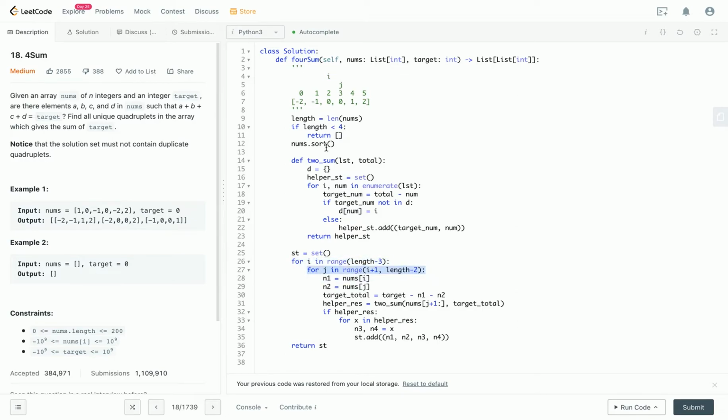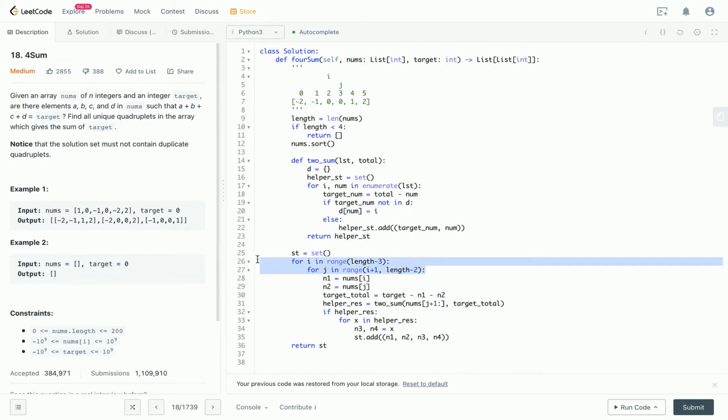And j will start 1 to the right of i. So that's why j in range i plus 1, length minus 2. That's because my j cannot go here, because remember we have c and d, we have 2 numbers left, right? So j can only go here. So that's why I put length minus 2. Remember the length is 6 and 6 minus 2 is 4. So range 4 is 0, 1, 2, 3, right? So j can go rightmost to index 3.